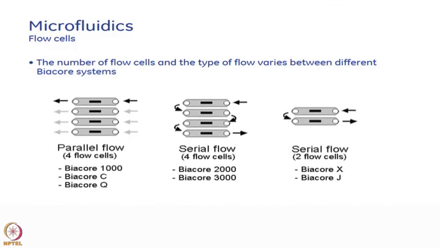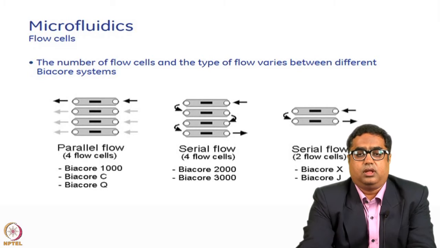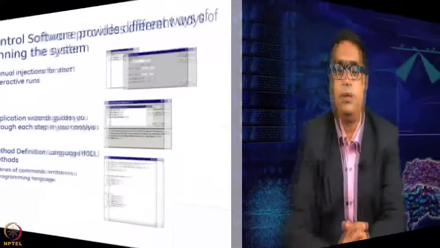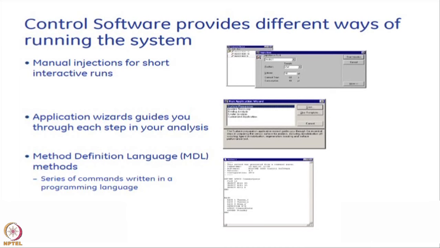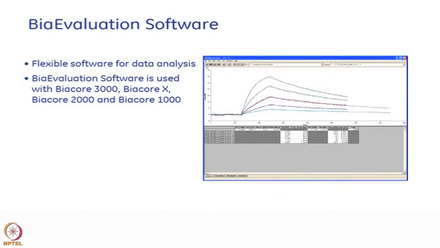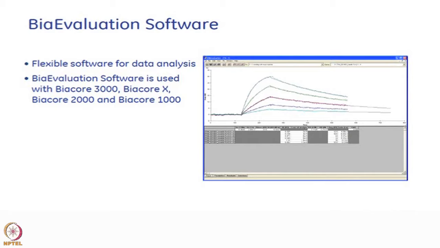There could be many ways of orienting the microfluidics and the flow cells. It could be a parallel way, a serial way, or two cells at a time. Different systems can have different fluidics and also different orientations. Control software provides different ways of running the system. There are events which we could observe manually. There are application wizards where we can set up experiments very easily, or we could write our own method and record an experiment. Apart from that, there is also evaluation software that evaluates the data, and that data evaluation happens by use of algorithms which fit the data and give out a lot of other parameters for any kinetic event.